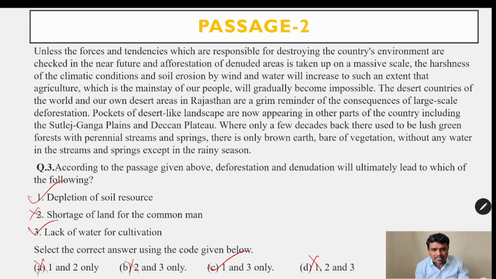Of course, third is correct only, obviously. Lack of water for cultivation. Even by reading this statement, you are not sure whether it's correct or wrong. But by the elimination, you will get the answer. So these tricks you need to apply in exam.